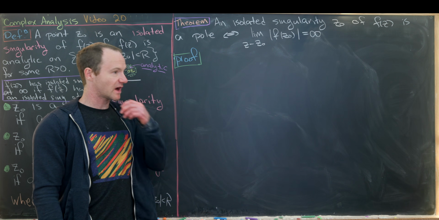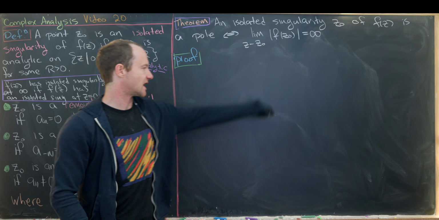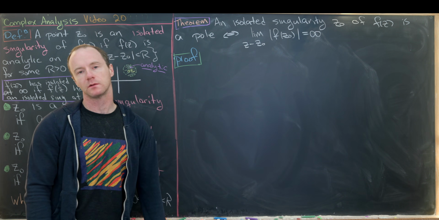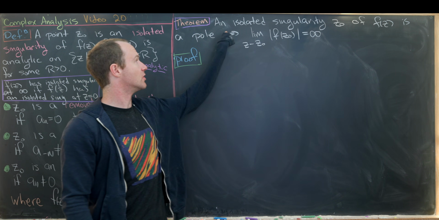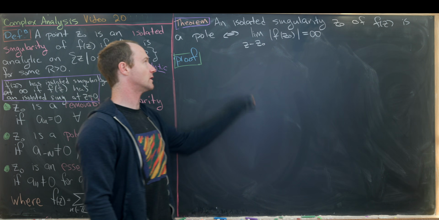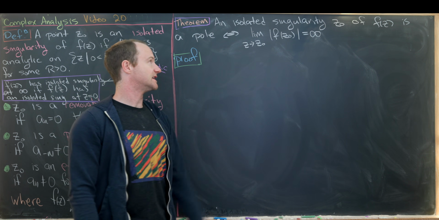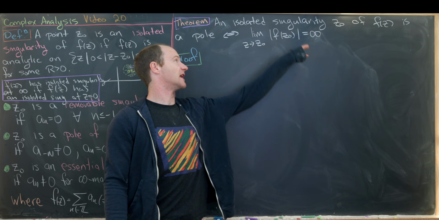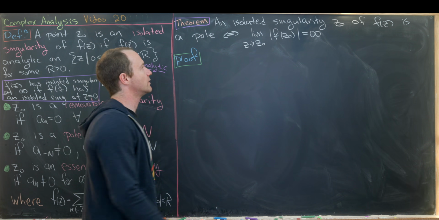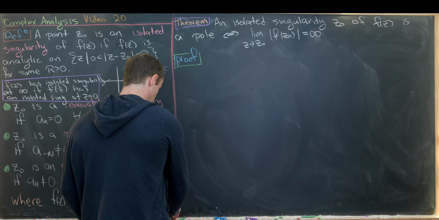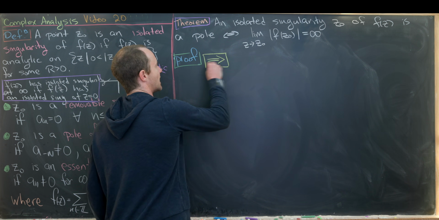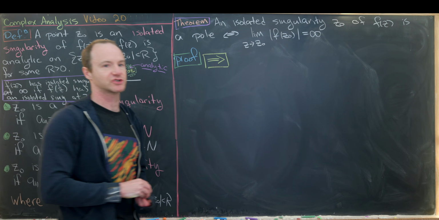So next up, we've got another sort of classification type theorem for when an isolated singularity is a pole. In particular, we'll show that an isolated singularity z naught of f of z is a pole if and only if the limit as z approaches z naught of the modulus of f of z is equal to infinity. Okay, so we've got an if and only if statement here, which means we've got 2 directions to prove. Let's start by proving this forward direction.